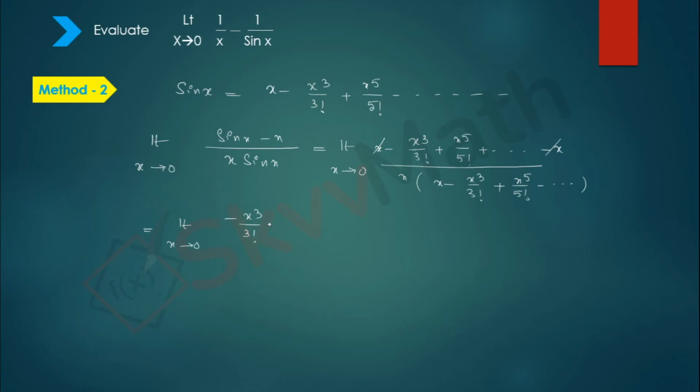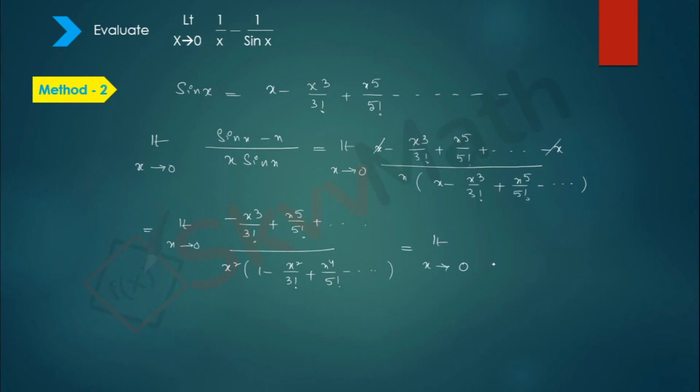So minus x cube by 3 factorial plus x power 5 by 5 factorial, then plus up to so on, divided by x. You can take x common from the denominator, so you get x square into 1 minus x square by 3 factorial plus x power 4 by 5 factorial, then minus up to so on. Now you can take x square common from the numerator also. If you take x square common from the numerator, both x square will be cancelled.